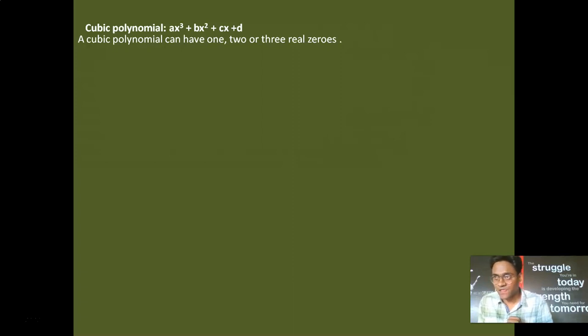Okay students, for example, let me take x cube minus x. This is a cubic polynomial. No confusion, students. Now, if I talk about the zeros of this polynomial, let me take x common. I am just factorizing this, and then I will put it equal to 0.